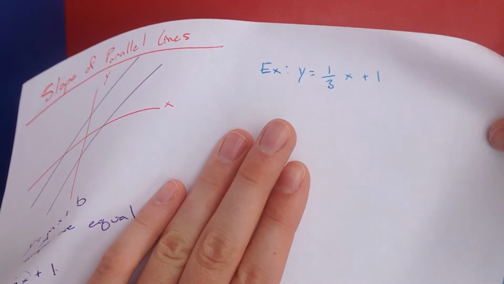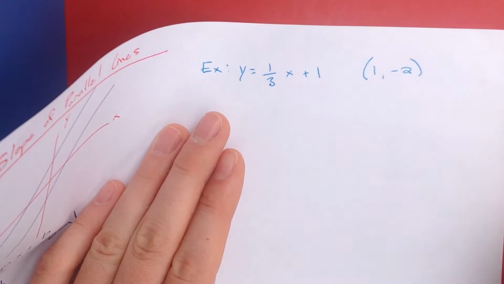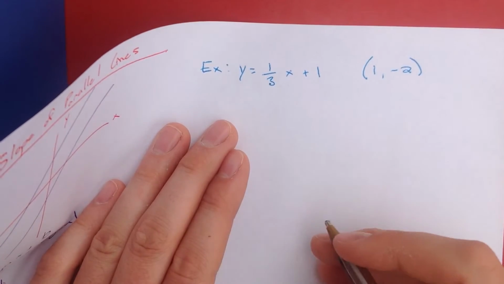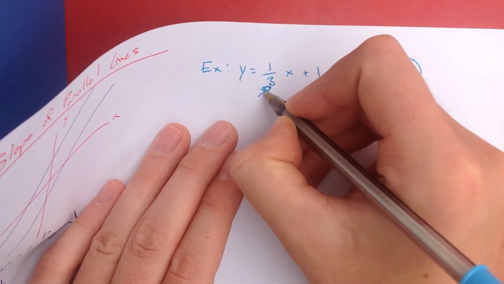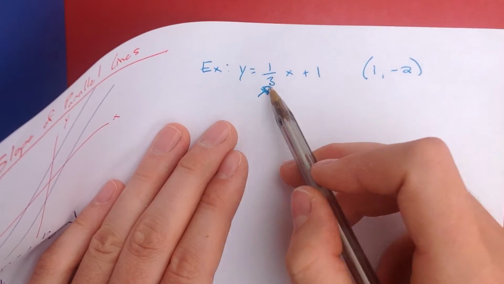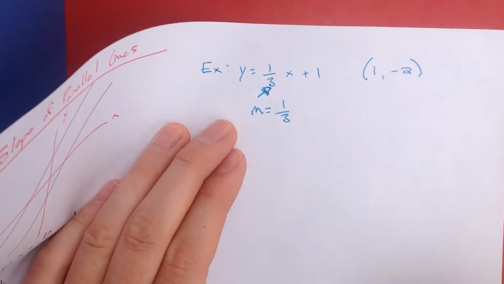So let's say our point was (1, -2). So parallel to this line through this point. First off, we know one thing about parallel lines is they have the same slope. Our slope is the number in front of the x when it's in this y-intercept form. So our slope is going to be 1/3.